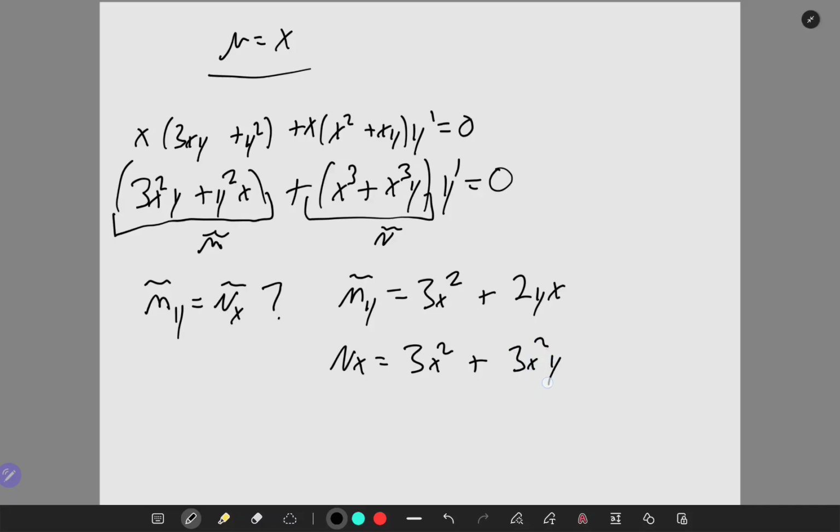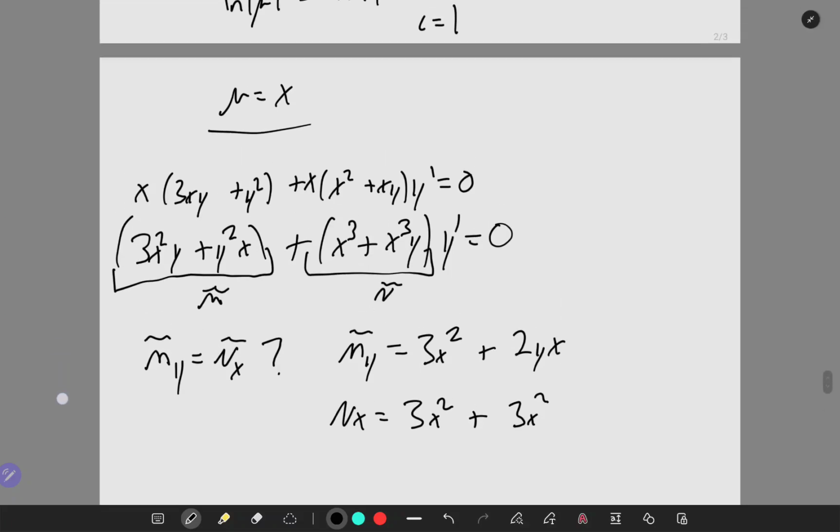Oh, wait. Wait a minute. What did I do wrong? That's 3, with respect to x, 3x squared. Did I miss something on the last one? Oh, I did. With respect to y. No, that's 3x squared plus 2yx. Oh my god, I see.